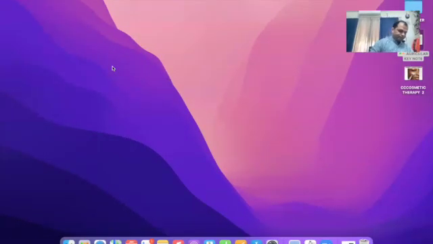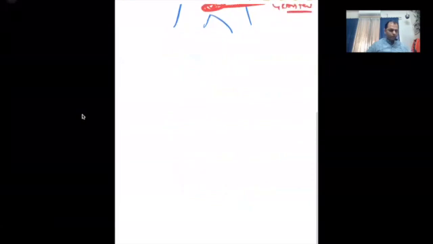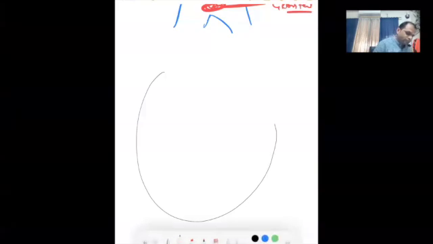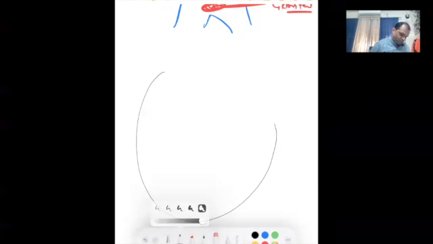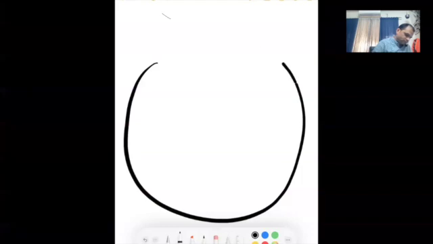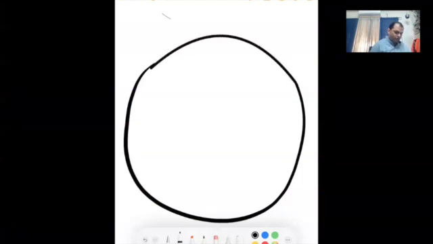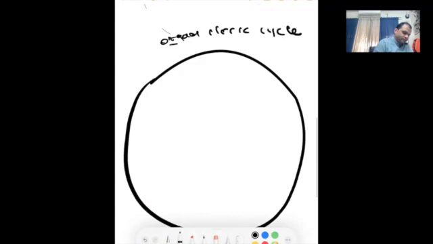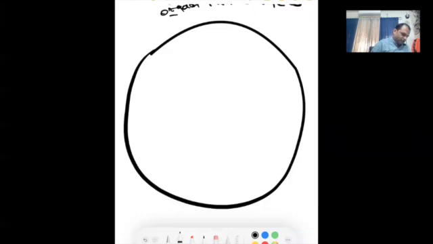So let's see here. Look at this round. What is the meaning of this round? We are making the organ clock cycle. So as per the organ clock cycle, 3 to 5 is the time of lungs.